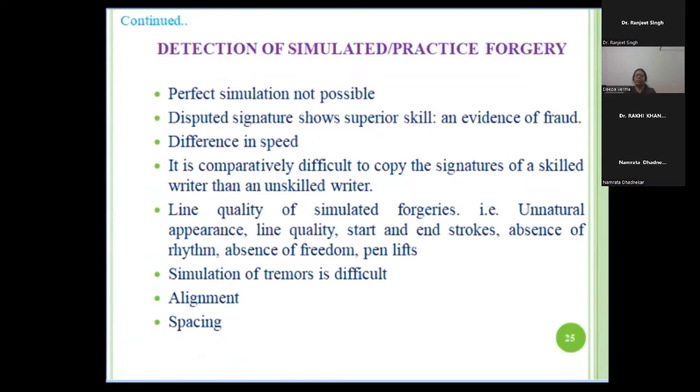So detection of simulated forgery: again, perfect simulation is not possible. Digital signature, so superior skill, is comparatively difficult to copy from a skilled person. Line quality of simulated forgery: unnatural appearance, line quality, start and stroke, absence of rhythm, absence of freedom, pen lift, alignment, spacing, tremor, etc. These are difficult parts to copy and can be identified by a document expert with a length of experience. These are a few examples of practice signatures.